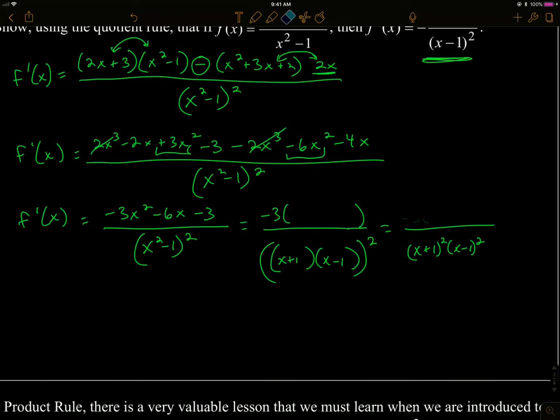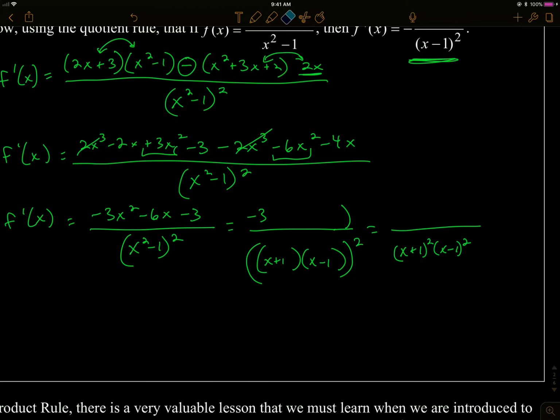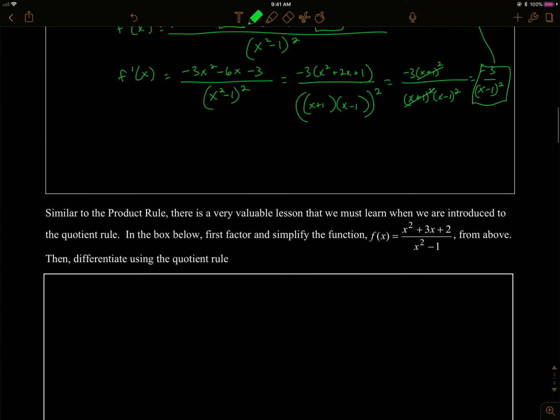When I factor out my negative 3, what do I get here? X squared, whoops, plus 2x plus 1. So then if I further factor it, it's going to be x plus 1 times x plus 1. So then there's a common factor here since it's all multiplication, and I get negative 3 over x minus 1 squared. So that is the derivative. I showed that f prime is that.